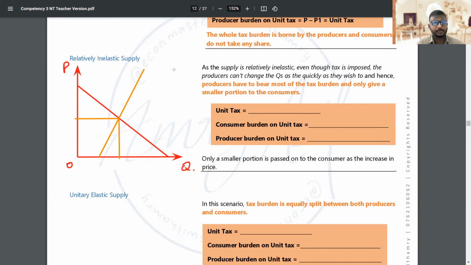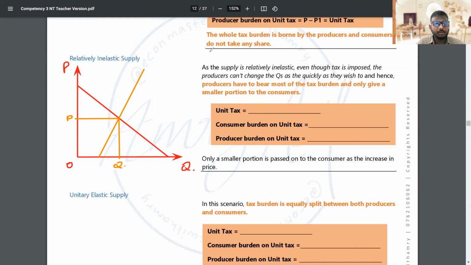Before the tax was imposed. So here you have a certain price, we'll call it P. Let's call this Q. Cool. Now we know that a unit tax is imposed. A specific tax means a unit tax is imposed on the producer.